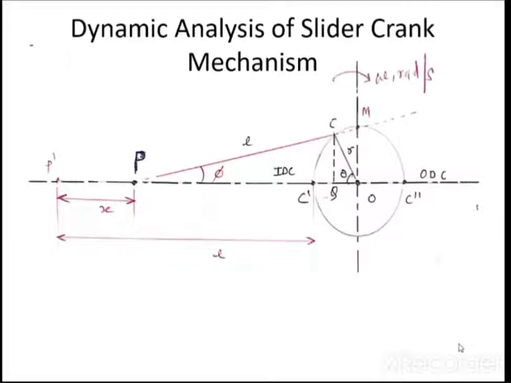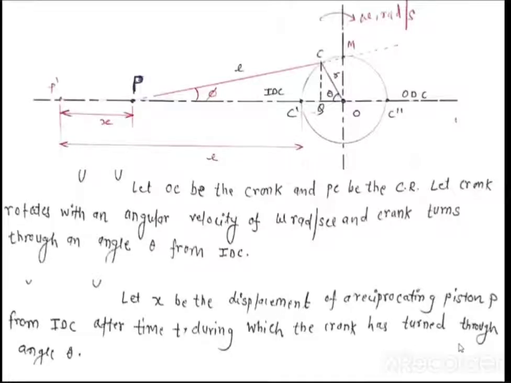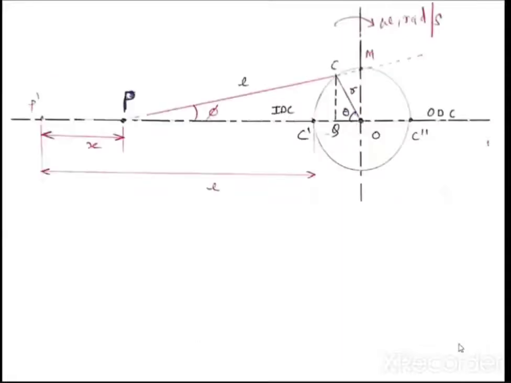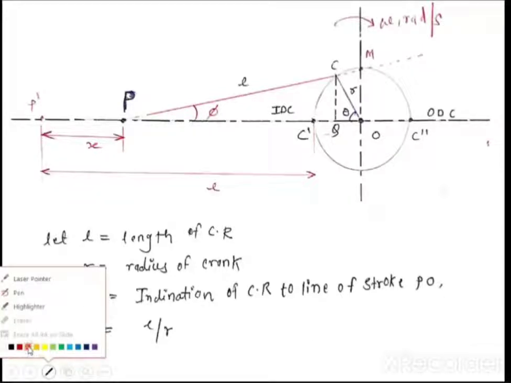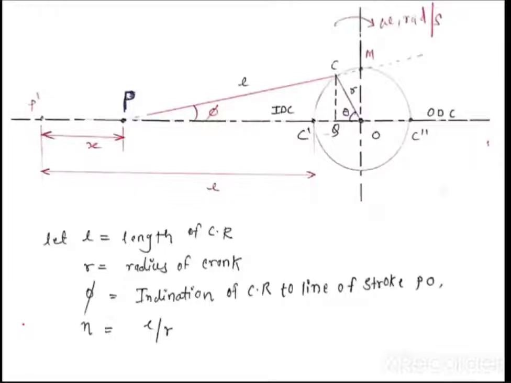Then we understood what OC is, what PC is. OC is the crank, PC is the connecting rod. L is the length of the connecting rod, R is the radius of the crank, and the crank is rotating. IDC is the inner dead center, ODC is the outer dead center. What is phi? What is theta? That we have understood. You can watch the video if you have missed the lecture.